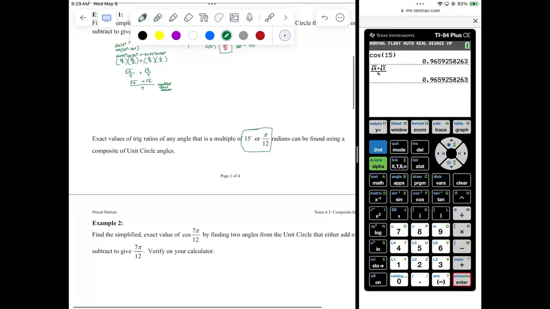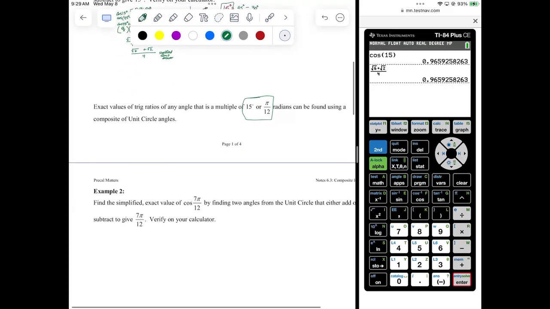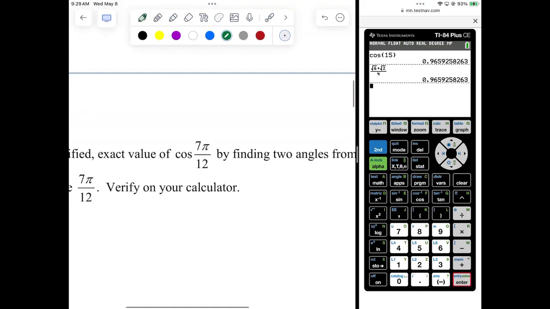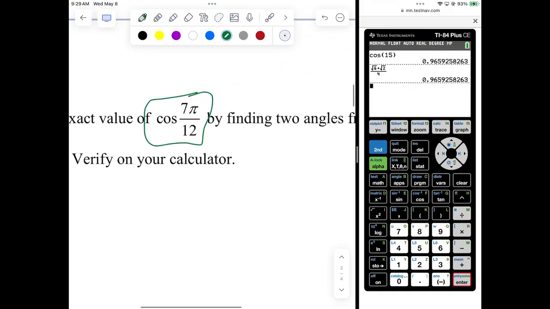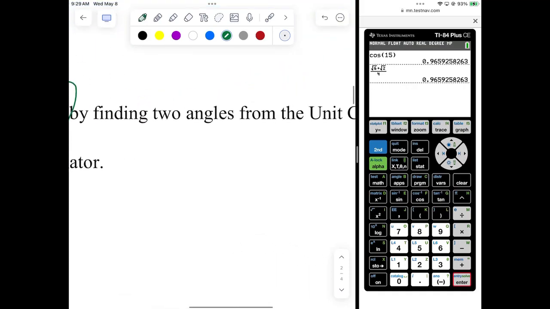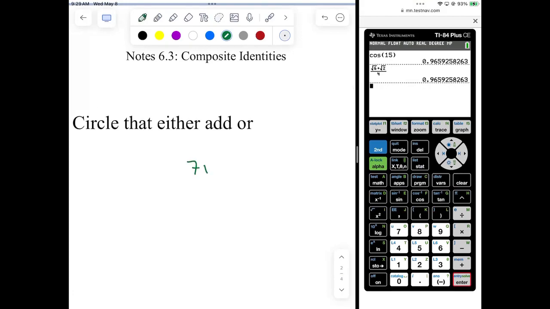All right, let me show you what I mean. Let's do it down here. Find the simplified exact value of 7 pi twelfths by finding two angles from the unit circle that either add or subtract to give you 7 pi twelfths. Okay, so let's focus on 7 pi twelfths. First of all, where does 7 pi twelfths live? Third? It should be in the second quadrant, yeah. And the cosine there is what? Positive or negative? Negative. So I know cosine of 7 pi twelfths is some negative number.